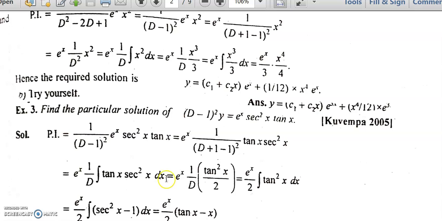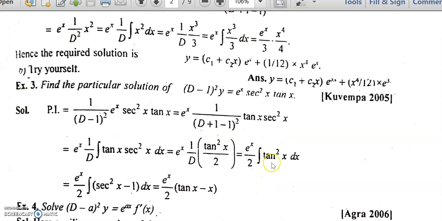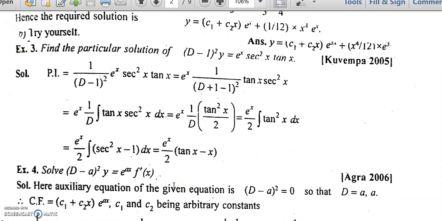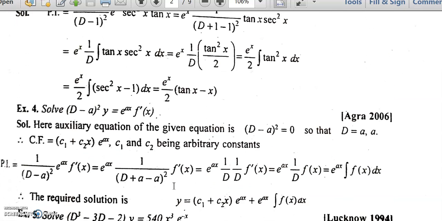Okay, so this gives log sec x. Then again we need to integrate, right? Integration of log sec x. How do you integrate it? You just change tan square x as sec square x minus 1 and now integrate. So integration of sec square x is tan x, right? And integration of dx is x, so tan x minus x. Okay, so this is your particular integral, right?